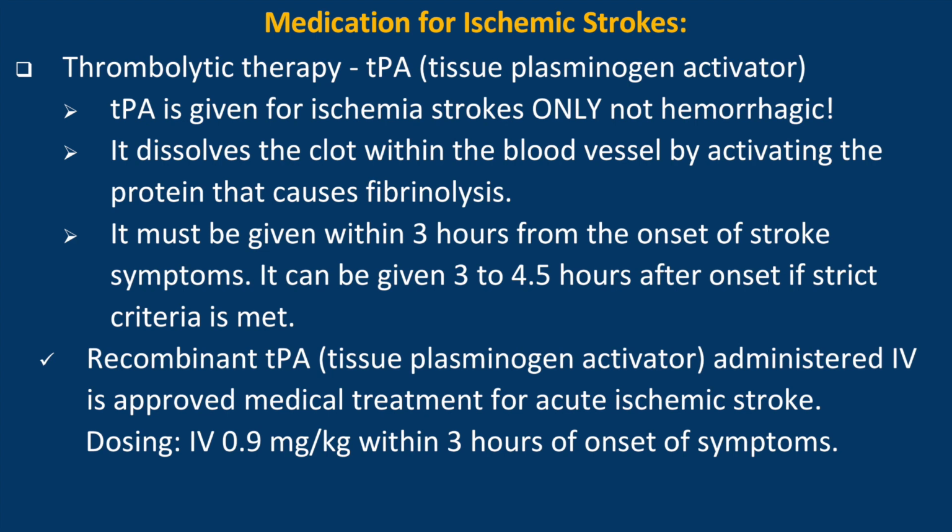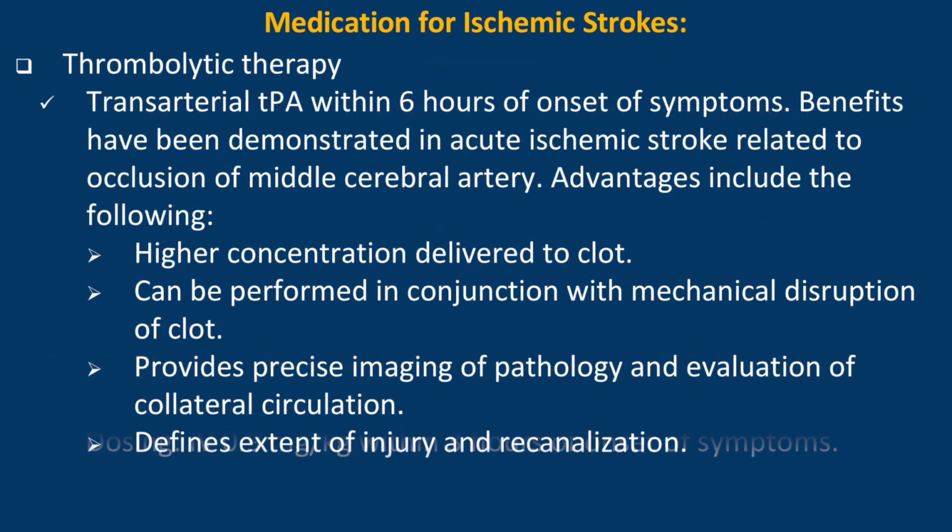It can be given 3 to 4.5 hours after onset if strict criteria are met. Recombinant tissue plasminogen activator is administered IV and is an approved medical treatment for acute ischemic stroke. 0.9 mg per kg IV within 3 hours of onset of symptoms is given. Transarterial TPA is given within 6 hours of onset of symptoms.